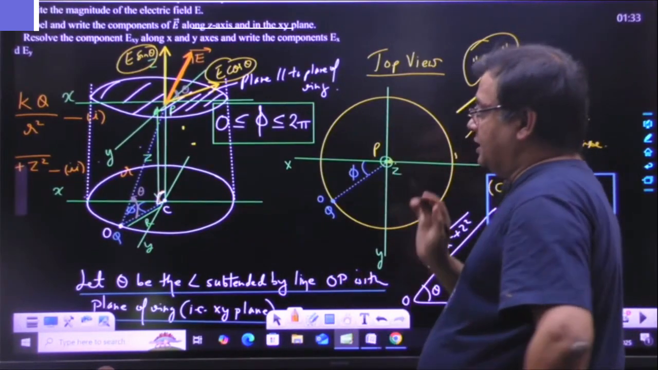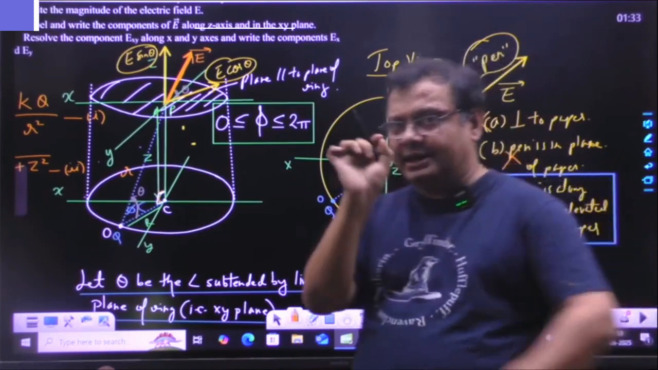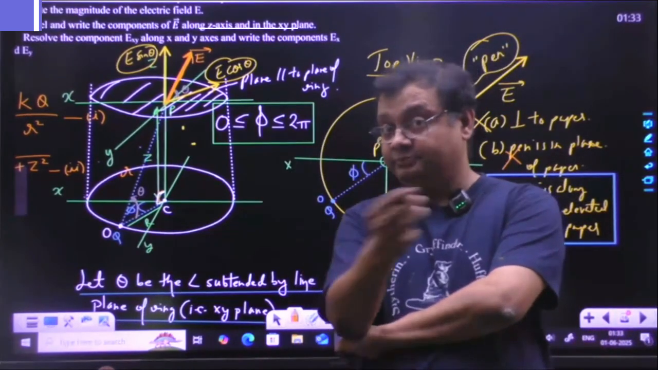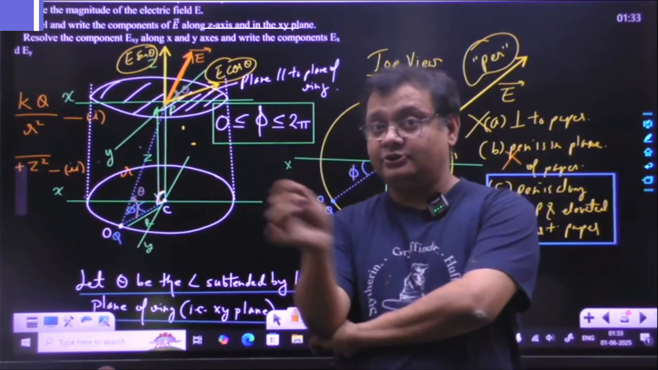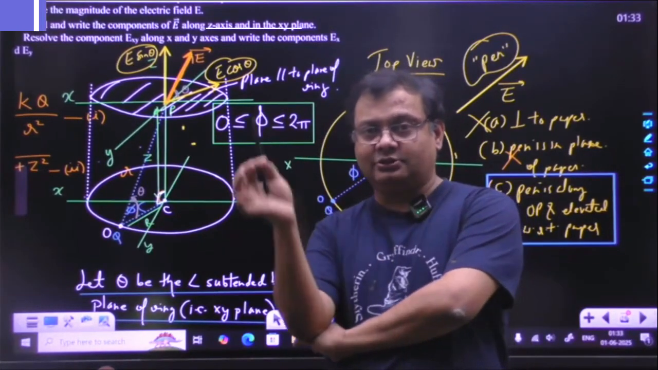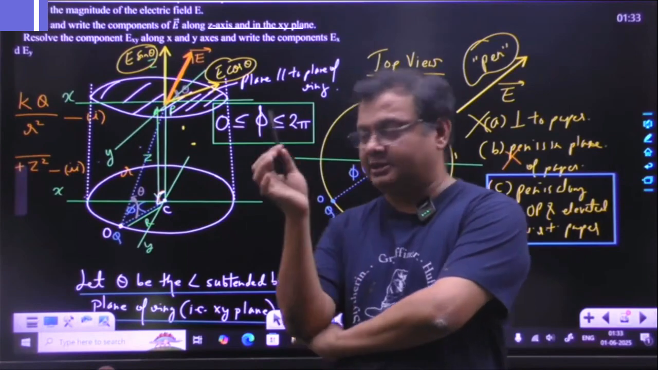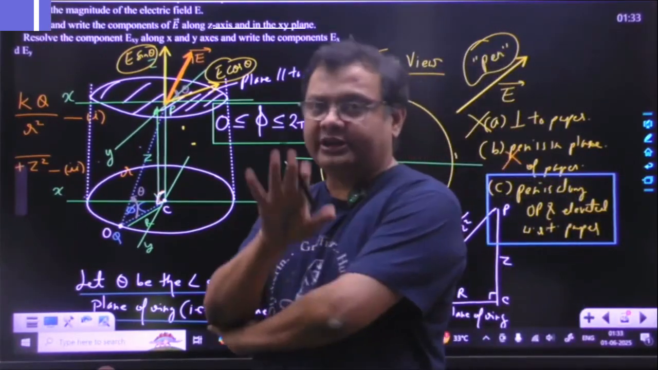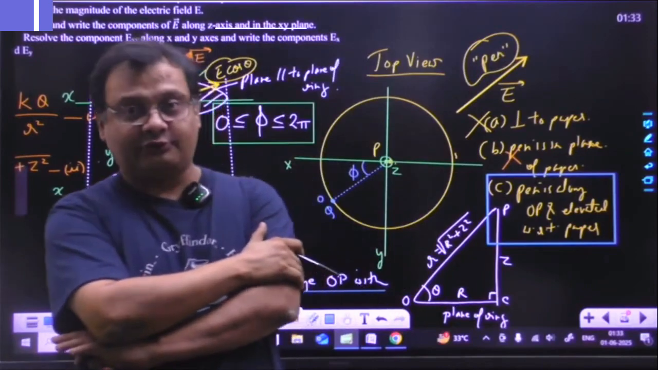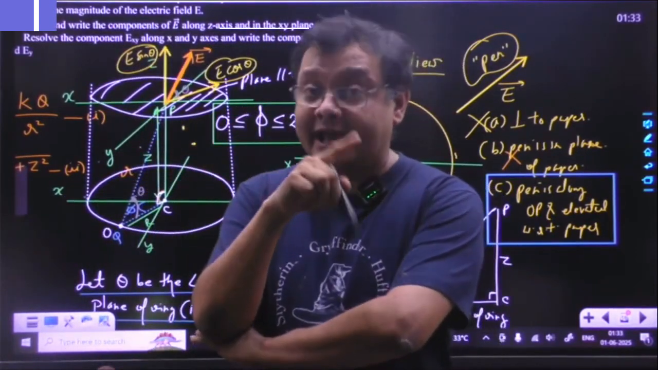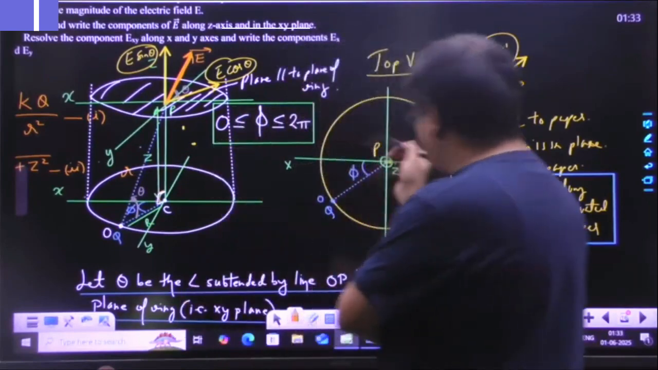Now tell me one thing. If you are rotating the charge Q on the circumference or periphery of the ring like this, will phi be changing or not? Yes, of course, phi will be changing, because for each point on the circumference of the ring, the azimuthal angle will be changing from 0 to 2 pi.